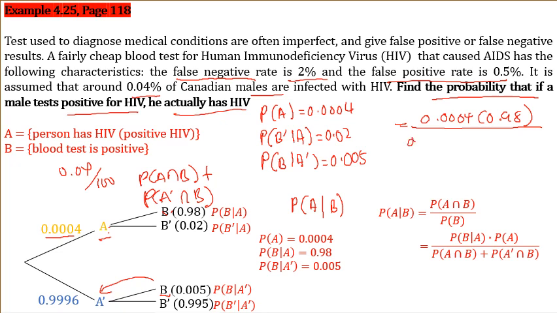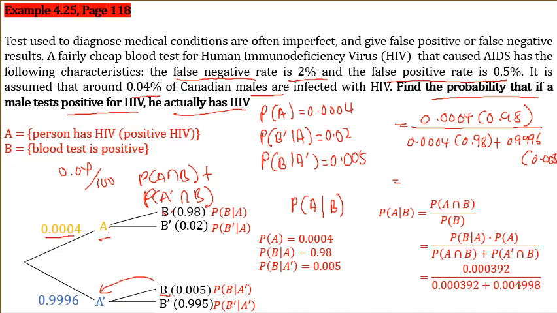So 0.0004 times 0.98, plus here 0.9996 times 0.005. We got the answer is 0.0727. Okay, next.